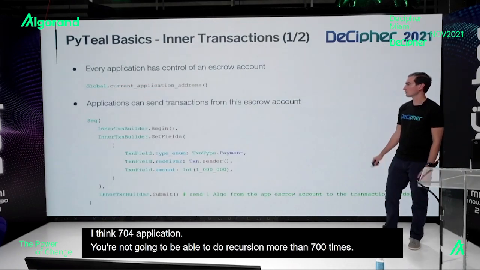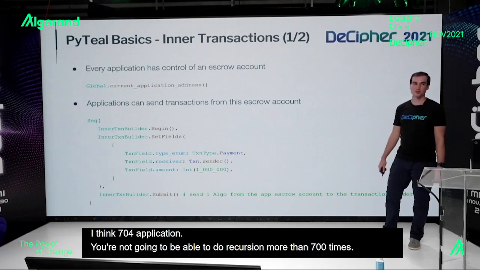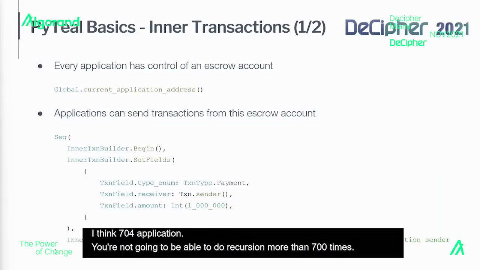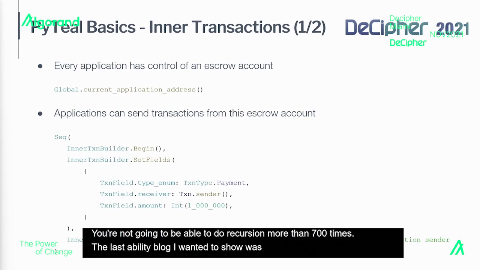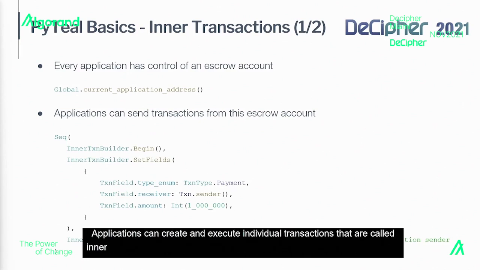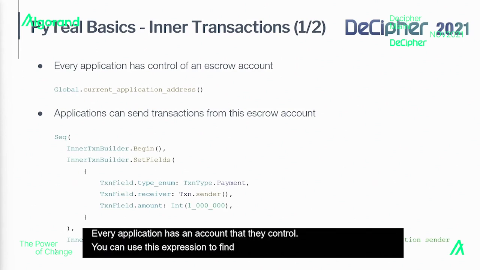All right. And so the last kind of building block that I wanted to show was inner transactions. And as of AVM 1.0, applications can create and execute individual transactions. These are called inner transactions. And the way this works is every single application has an escrow account that they control. And you can use this expression to find the escrow account of the current application that's running. And what you can do with that is send transactions from this escrow account that your app totally has control over.